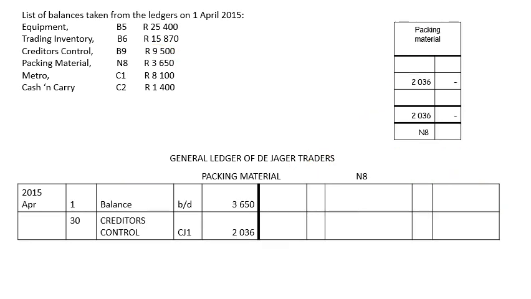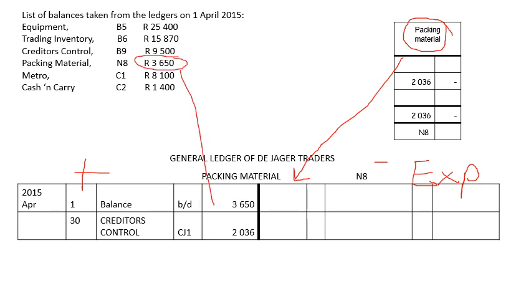Then the last column I used was packing material. Packing material is a column, so packing material must be posted to the account. Packing material, there it is. You know that packing material is an expense. For expenses, increase on the debit side, decrease on the credit side. Packing material had a balance. I took the balance and I wrote that on the debit side because that is where an expense balance will be. Column total on the 30th, don't forget, on the 30th we bought from creditors. That's why we have creditors control, CJ1 and the amount.